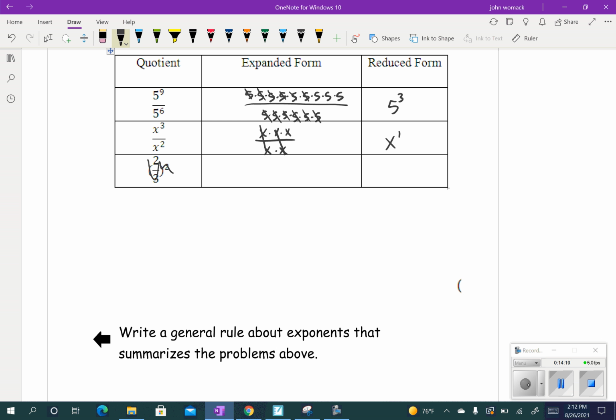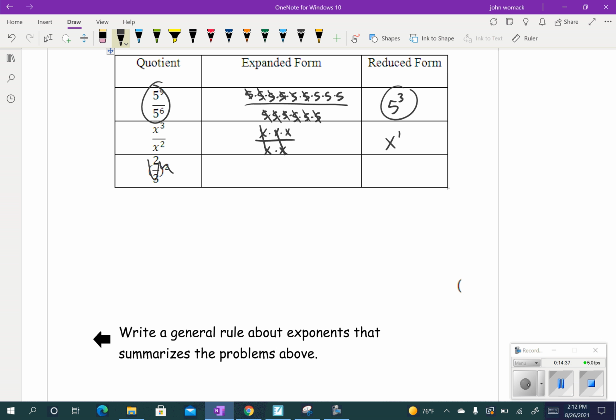Again, let's write a generalized rule. So this is how you're going to start. You're going to say, when I divide things with the same base, then, and you're going to finish that off. So pause it, finish off that sentence, that rule, write it down, and then we'll come back together.